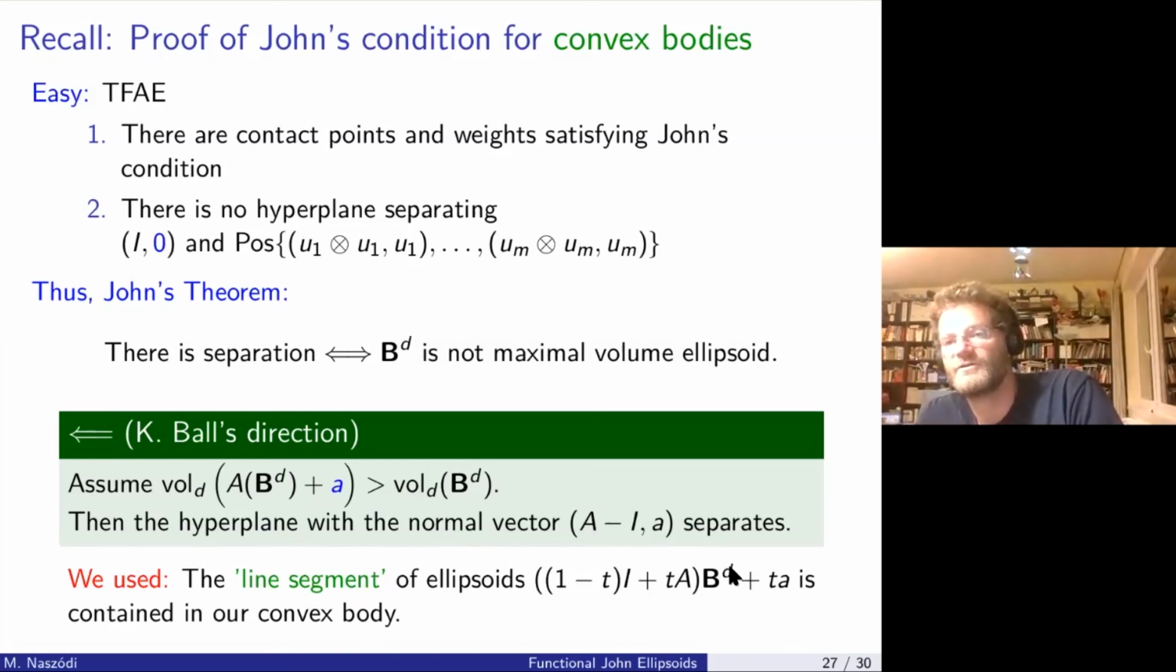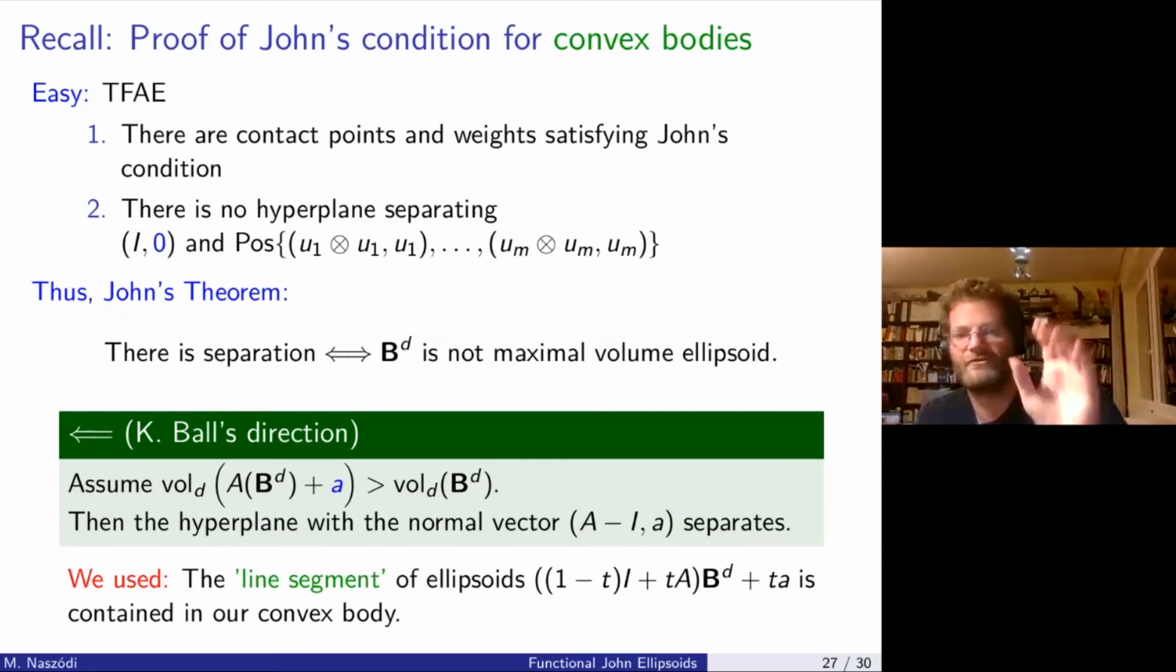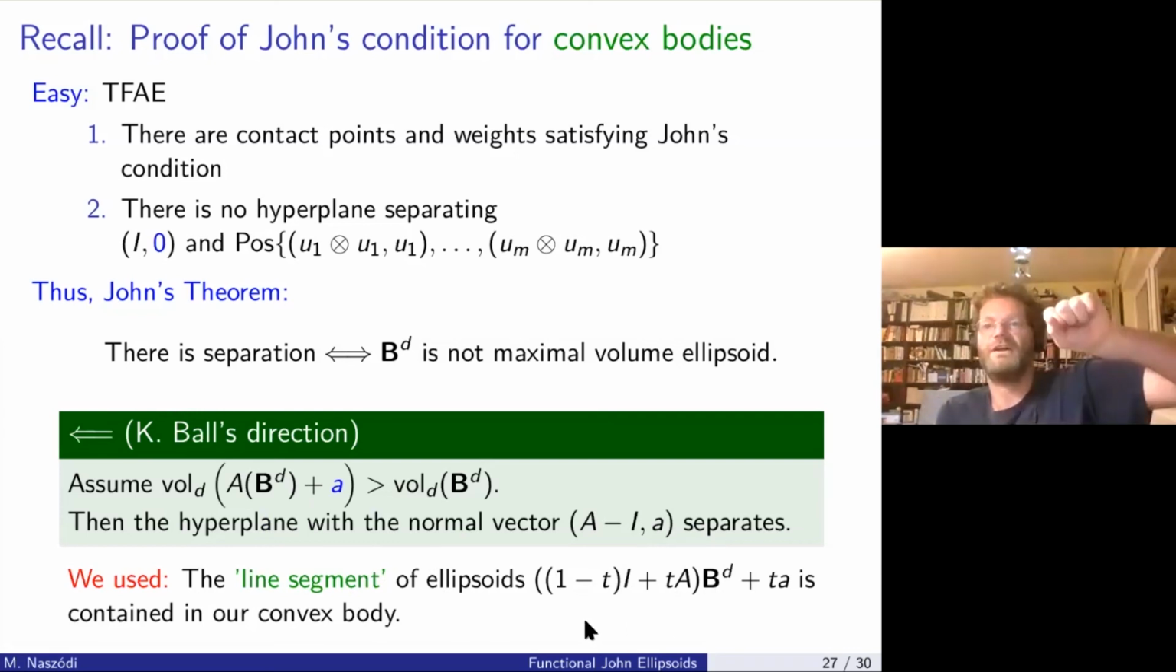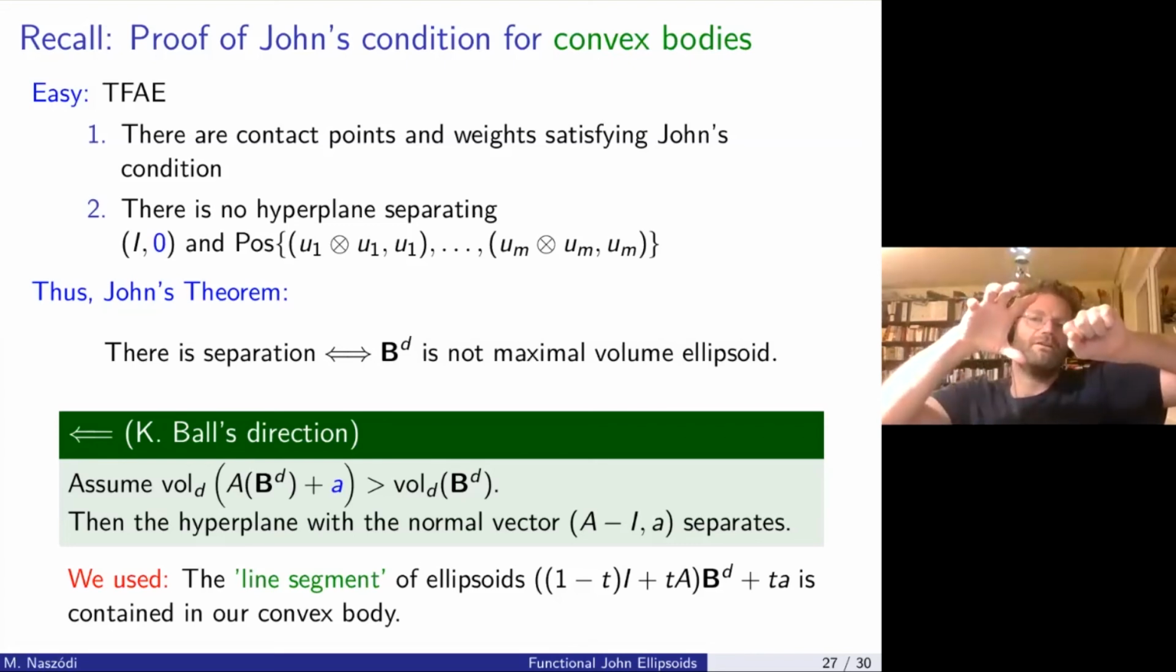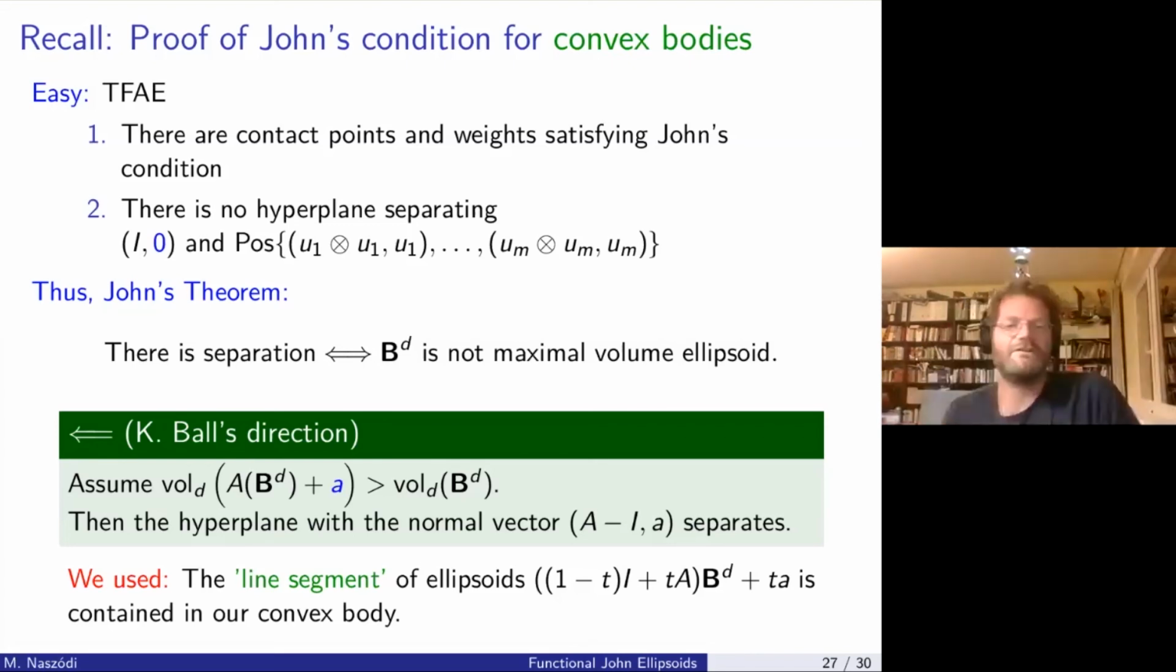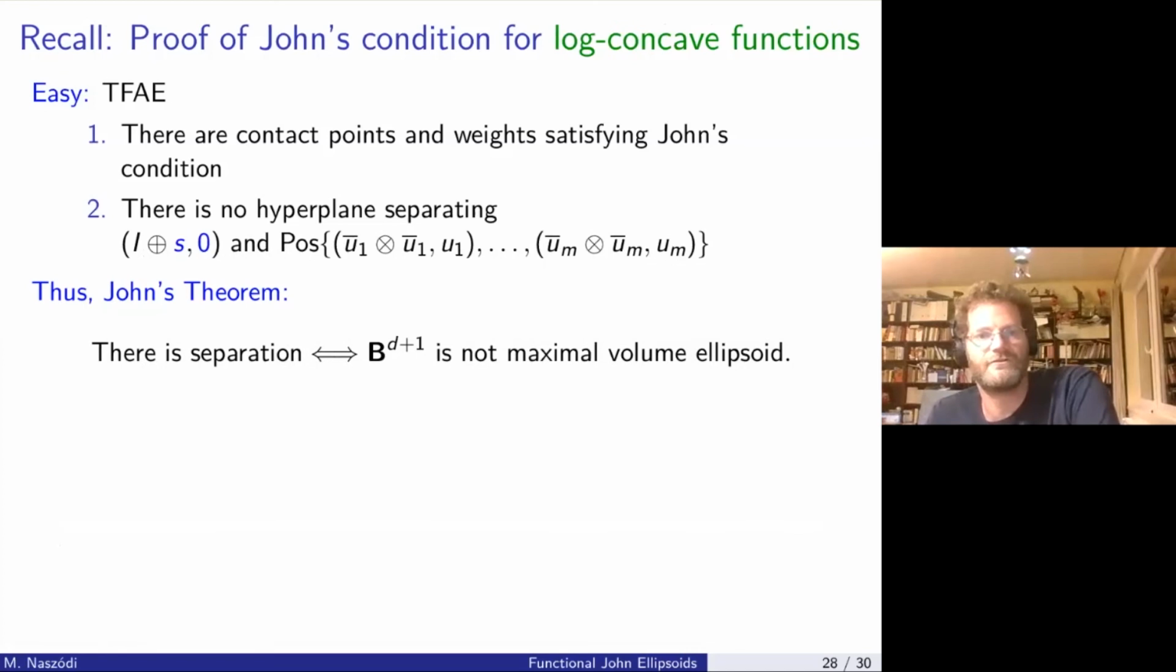So if you take a perturbation of an ellipsoid, so you start with the identity, so with the ball, and then you just move it towards A. This is also contained in your convex body. If I have two ellipsoids contained in a convex body, then their convex combination is also contained in the convex body. This is an essential part of the proof of this direction. What do we want to prove? We want to prove something similar, except that instead of having just the identity, we have I plus S here.